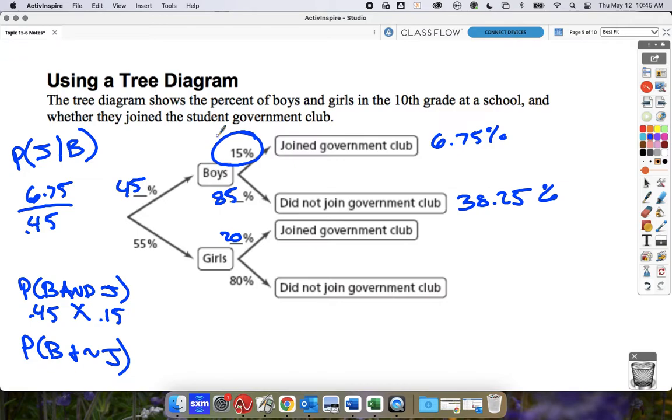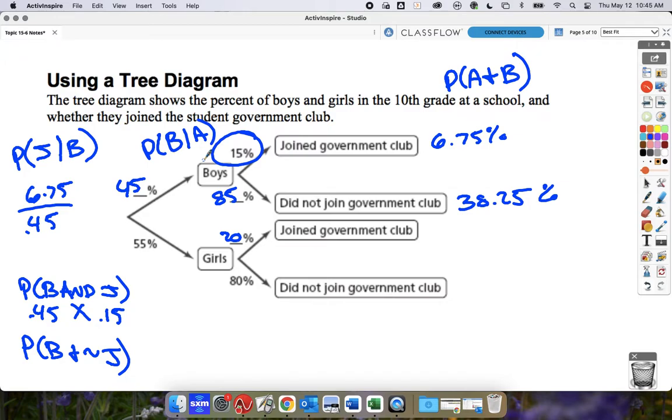Does it make sense? So what we've just discovered is this is the probability of A and B, and this over here is the probability of B given A. So this is your given statement, this is your given probability, this is your and probability.